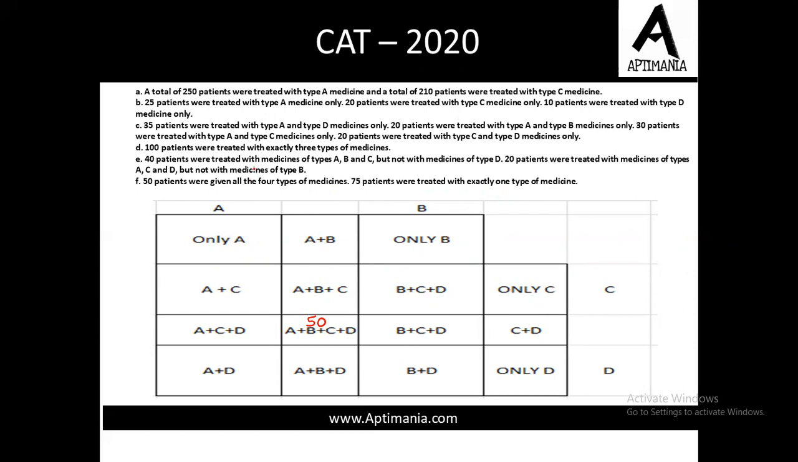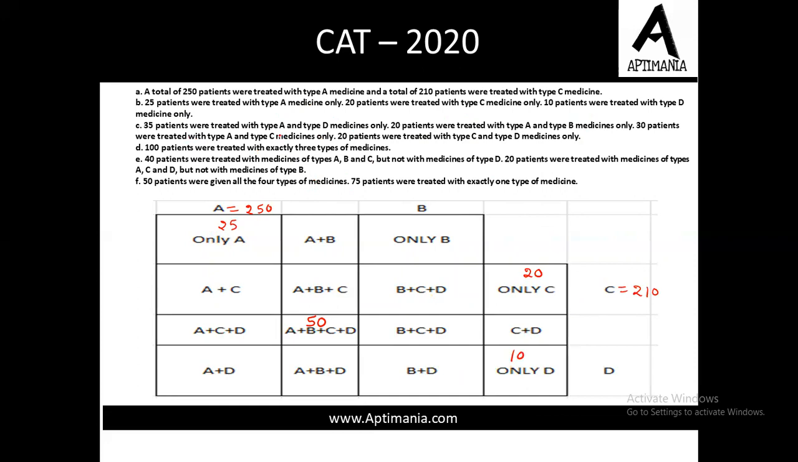Fine. So let's see how we can use the information. A total of 250 patients were treated with type A medicine. So what will be the value in A? A total of 250. Fine. 210 with type C. So the value of C is equal to 210. Further, 25 patients were treated with type A medicine only. Now only A, the value of only A here is 25. 20 with type C medicine only, so this value is 20. 10 with type D medicine only, so this value is 10.